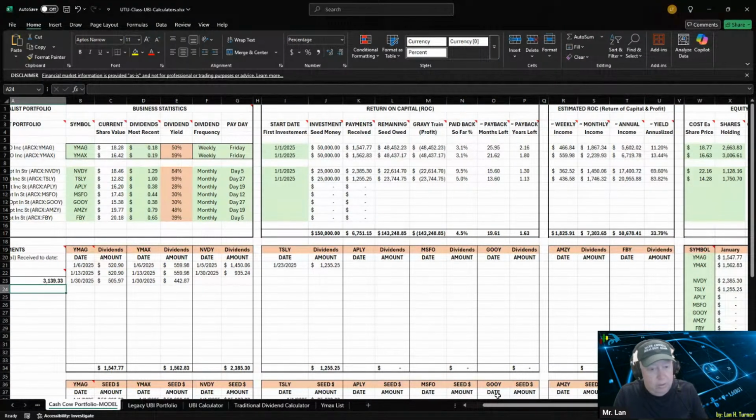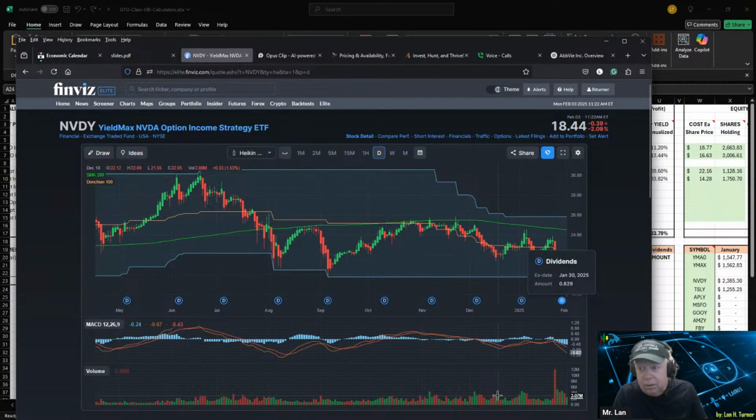So we could do 3,139 divided by, what's Tesla trading at? 18.22 equals, that would be 172 shares.